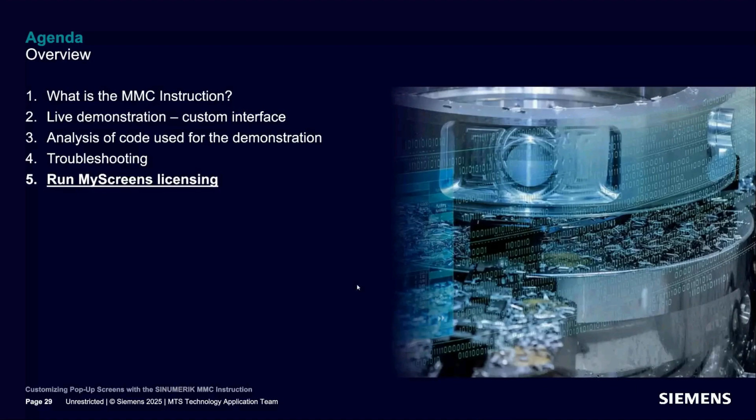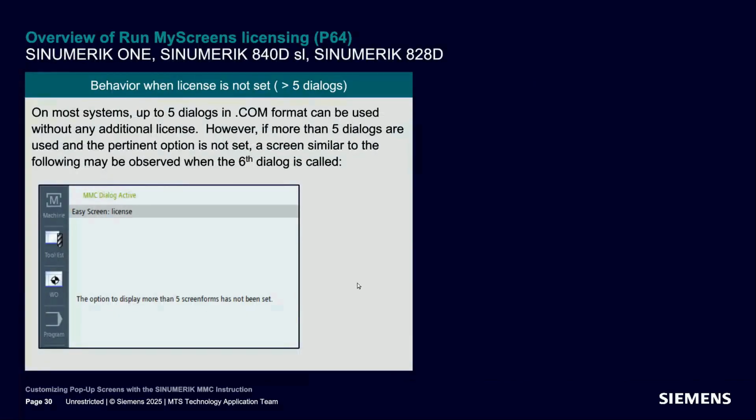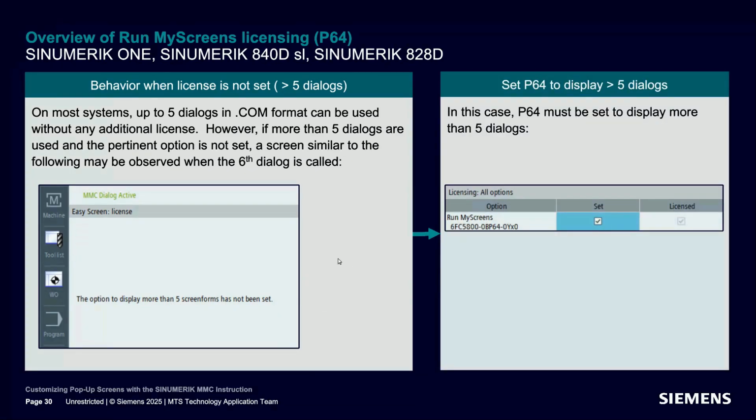Finally, we get to the end, which is Run MyScreens licensing. Out of the box, I think you're going to find that many of your application requirements can be met with 5 screens or less. However, if you end up with more than 5 dialogues, the application you saw moments ago had 7, you might see this message when you call up the 6th dialogue, so the one after 5. That would say the option to display more than 5 screen forms has not been set. If you see that, the solution is to enable the P64 option. And so you can see it here where it's set.